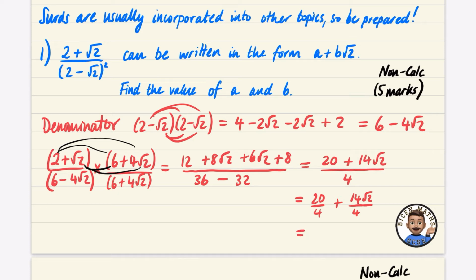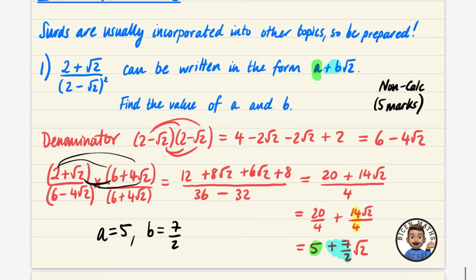Now we can simplify 20 over 4 to 5, and this 14 over 4 can simplify to 7 over 2. Now, you might remember I said earlier on, this 7 root 2 over 2 that I've got here can just be written as 7 over 2 root 2, which means if we compare it back to this question, the a value is 5, and the b value is 7 over 2. So to fully answer that question, a is equal to 5 and b is equal to 7 over 2. You could say it's 3.5, but you would probably say that it's a fraction.